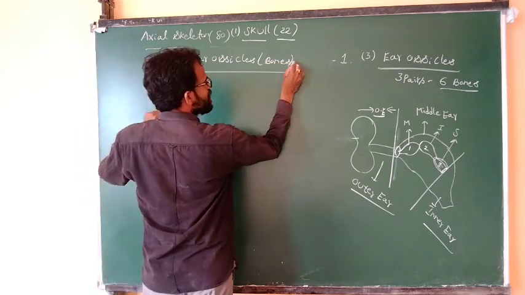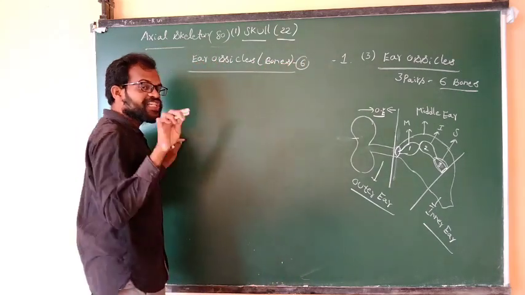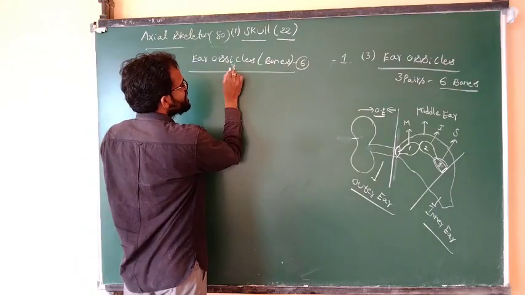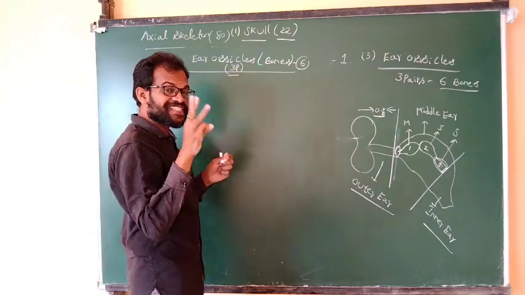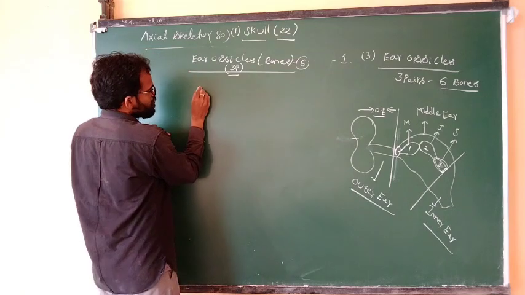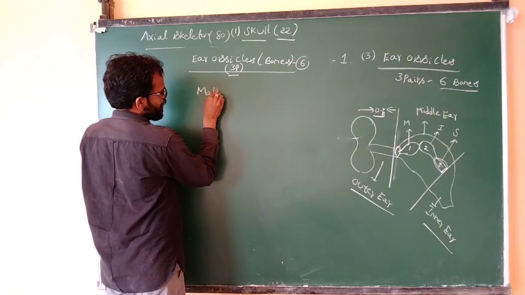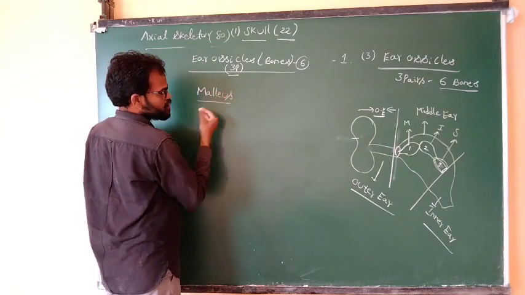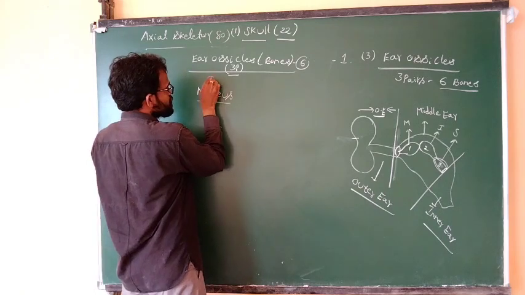How many bones? Six bones. Each ear consists of three bones, so three pairs of bones. The first ear bone is known as the malleus. What is the first bone? Malleus. It is the first bone.